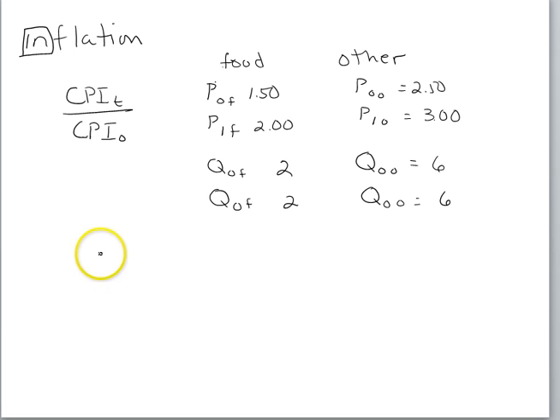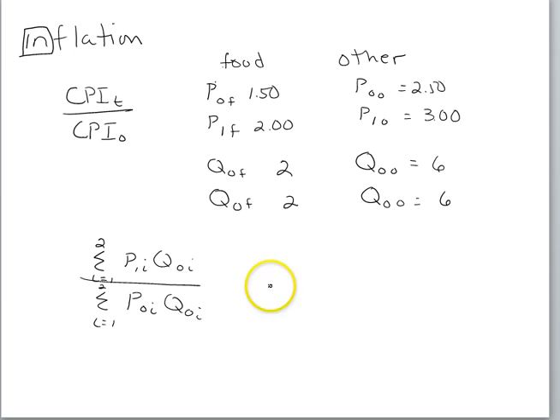So remember what we do. We take the sum from i equals 1, in this case we have two goods, of the price in time period 1 of each good times the quantity in time period 0 of each good, over the sum from i equals 1 to 2 goods of the price in time period 0 of each good and the quantity in time period 0 of each good.